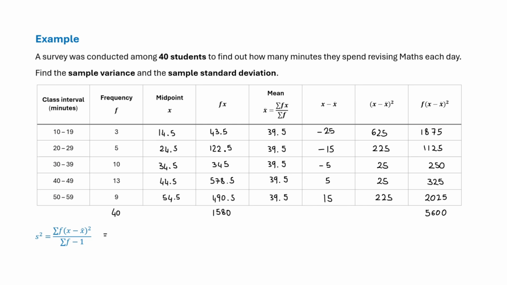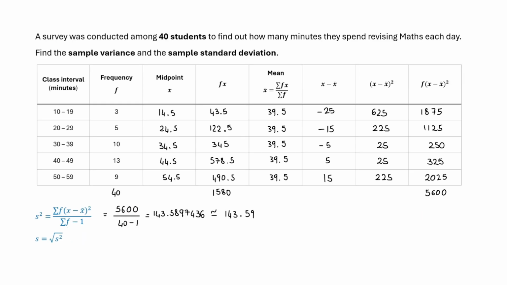Now we are ready to calculate the sample variance. We use the value we have just found, 5,600. This is the numerator of the formula. The total frequency is 40. So we calculate 5,600 divided by 40 minus 1. This gives 143.58974336. Rounded to 2 decimal places, the sample variance is 143.59. A small calculator tip: try to round only at the end, so your final answer is more accurate.